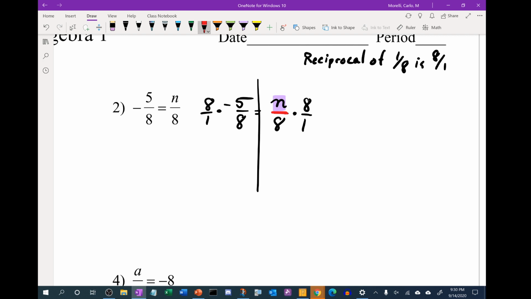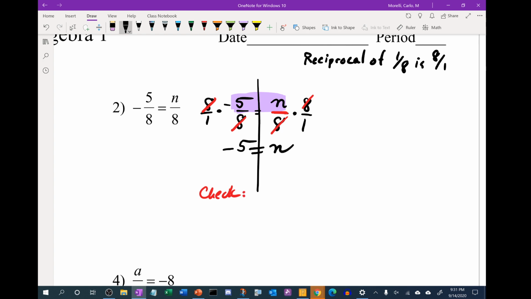Now check this out. I can cancel these 8's out. 8, 8, 8, 8. I can cancel them out. Now I just have negative 5 equals n. These 1's don't matter. So negative 5 equals n. Well, that's what we think. So how do we prove it? Here's your check.